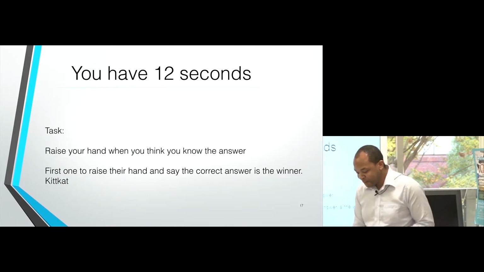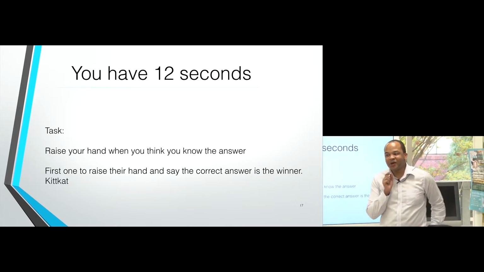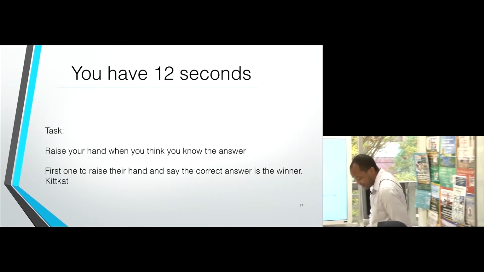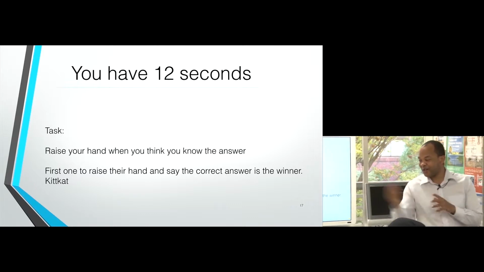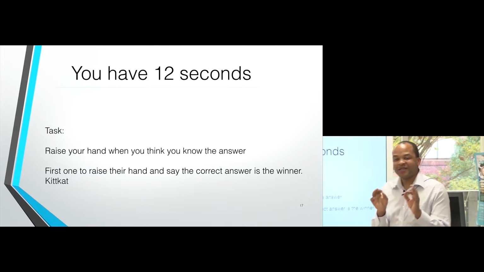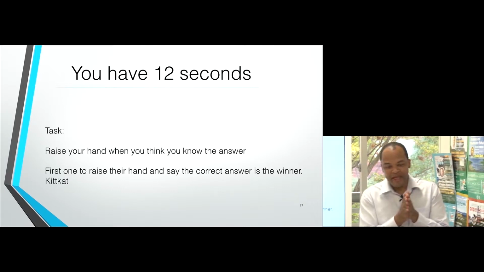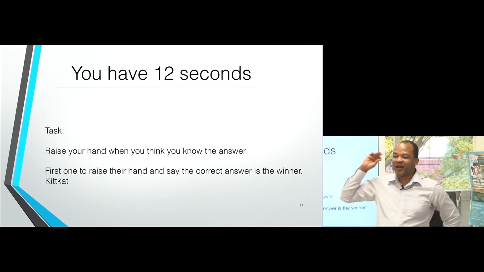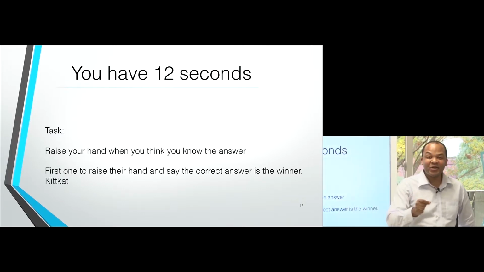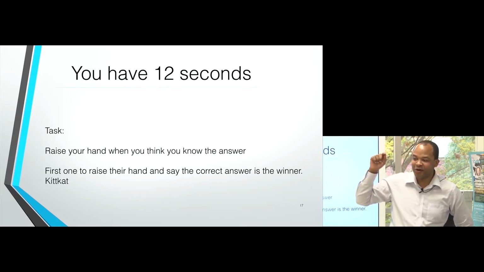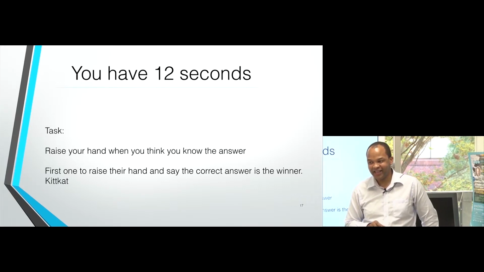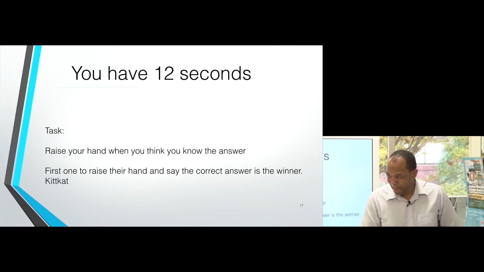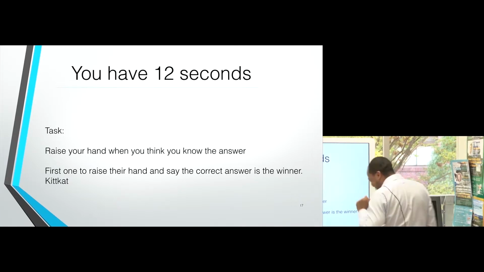So before we continue, you have 12 seconds for this game challenge. Okay? Do you have a watch? Who's got 12 seconds? In these 12 seconds, I'm going to ask you a question, and then you're going to figure out the answer in your head. After that, you're going to raise up your hand. The person who raises their hand first is the winner of this challenge. And there's a prize for that person. The prize is a Kit Kat chocolate.